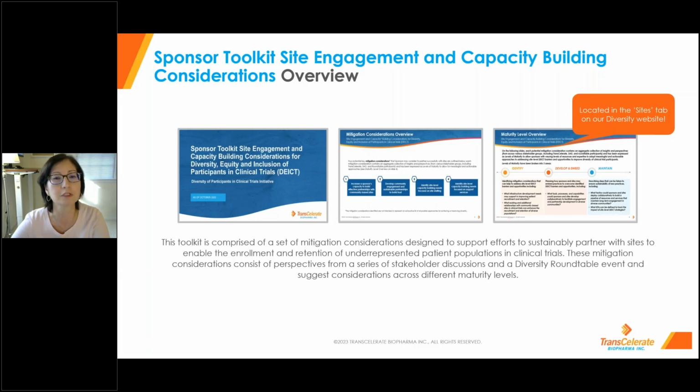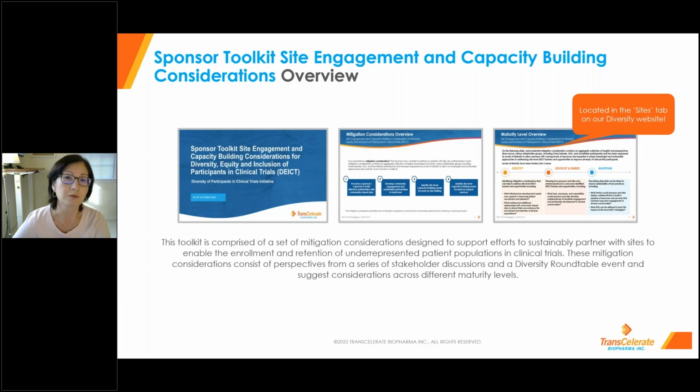From this, 4 key mitigation considerations were identified for successful site partnerships. And they are partnerships with community-based sites, community engagement and sustainable partnerships to build trust, site-level capacity building needs focused on site staffing, and site-level capacity building needs focused on support services. It's important to note that site engagement and capacity building is inclusive of resources and expertise to successfully recruit and retain a diverse population. It includes integrated design and operational considerations that support the generation of data for diverse populations. And these considerations have to be embedded into the clinical trial process.